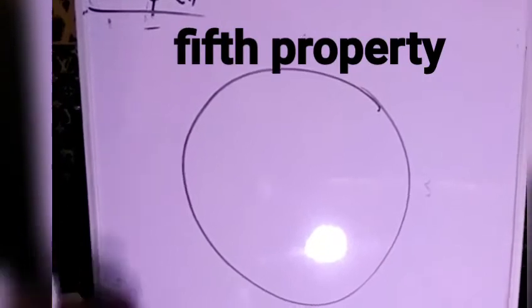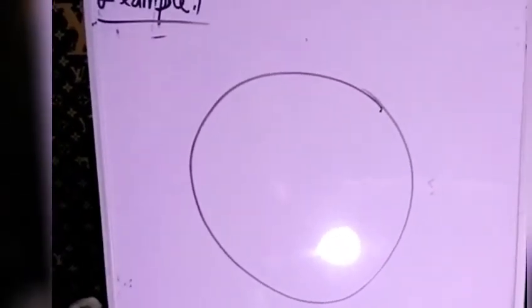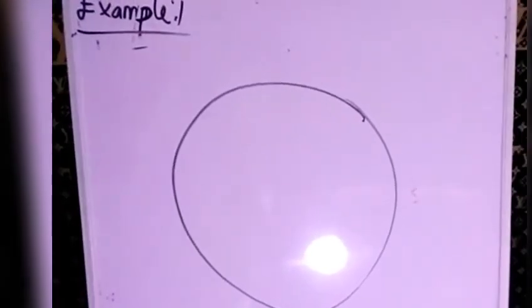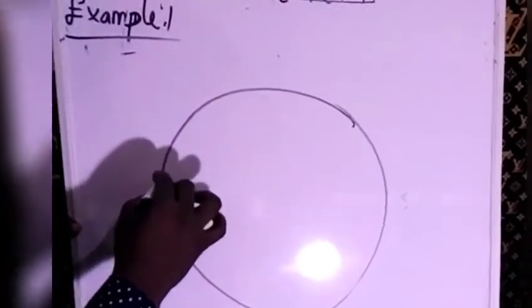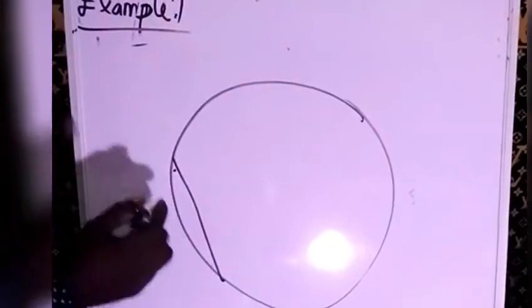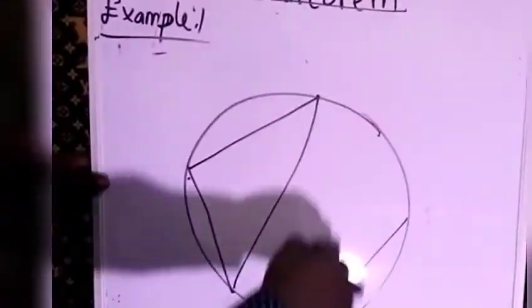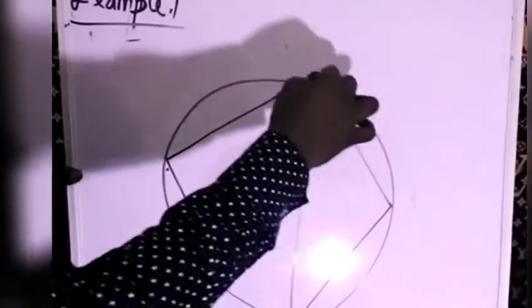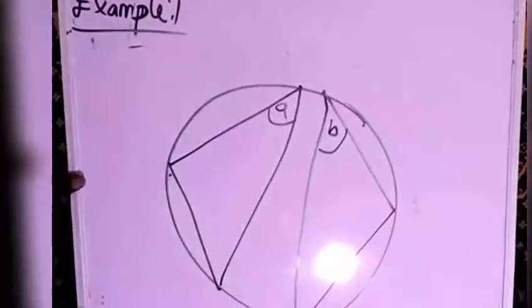Property 5 says that equal chords subtend equal angles. Very simple. Equal chords subtend equal angles. So if this is a chord, because it is dividing a circle, the chord can be here, and this is also a chord, and this is an angle this chord is forming, and this is also an angle this chord is forming. Let's put angle A here and let's put angle B here.